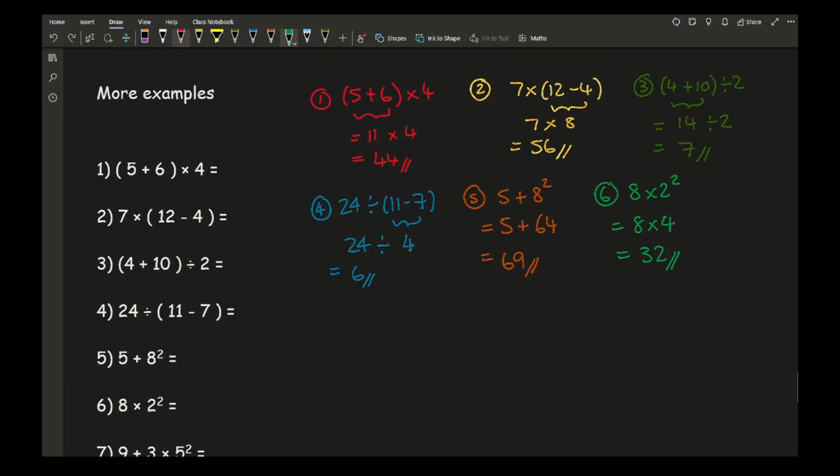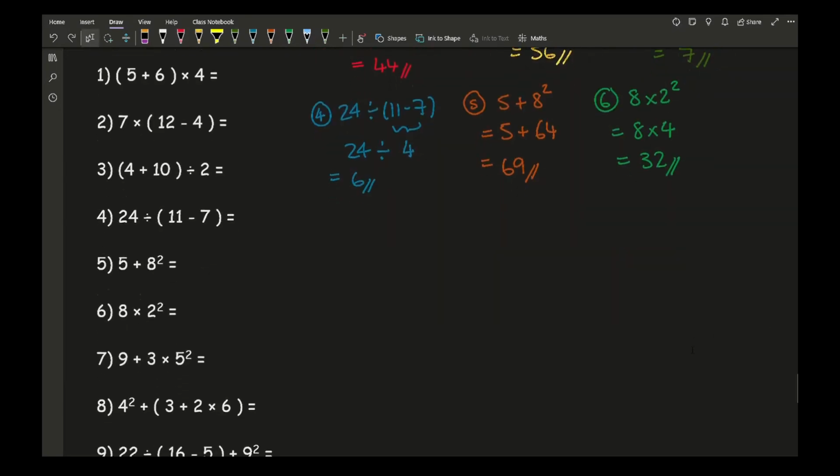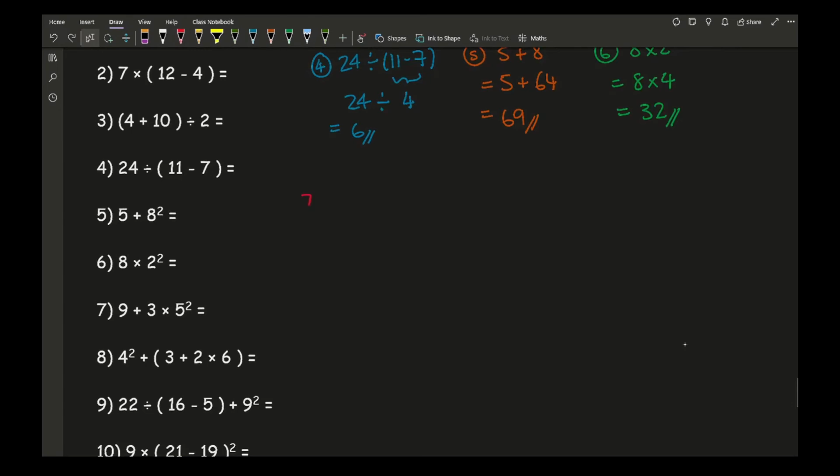And then moving down to question 7. So let's just move the screen down. So question 7, I've got 9 plus 3 times 5 squared. So again, I'm going to do the power first. So I've got 9 plus 3 times 25. I'm then going to do the multiplying. So I've got 9 plus 75, which gives me an answer of 84. And then with question 8, I've got 4 squared plus 3 plus 2 times 6.